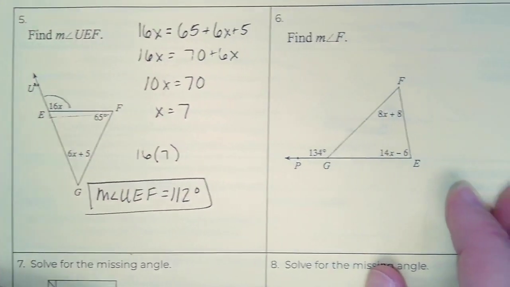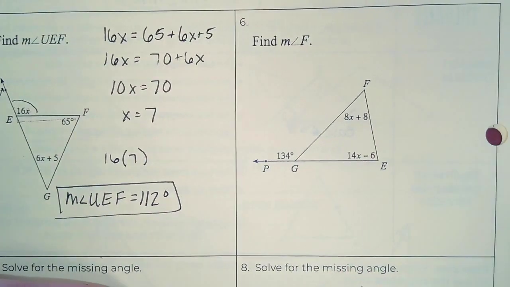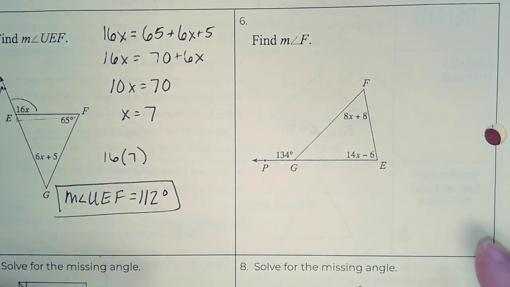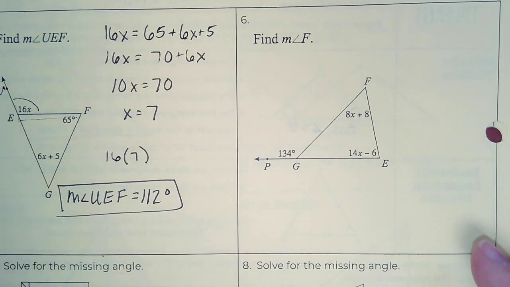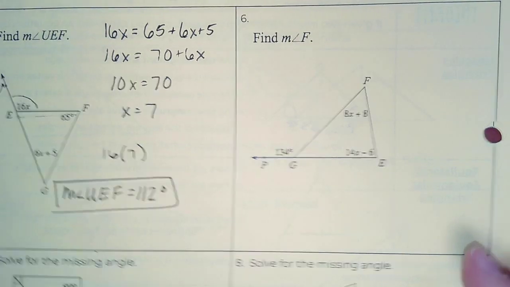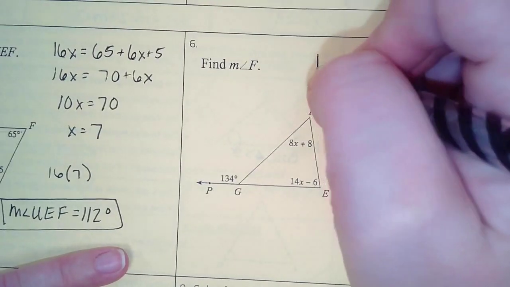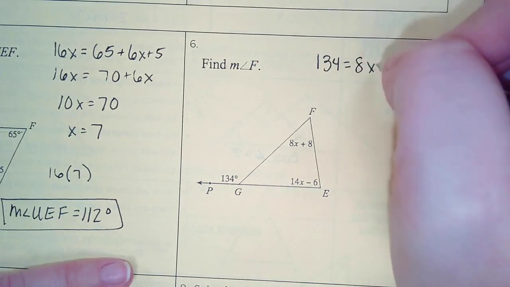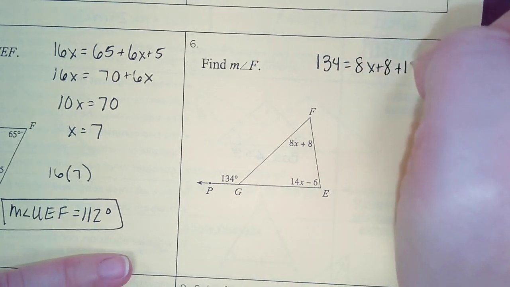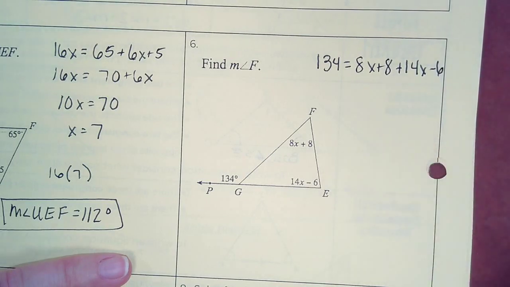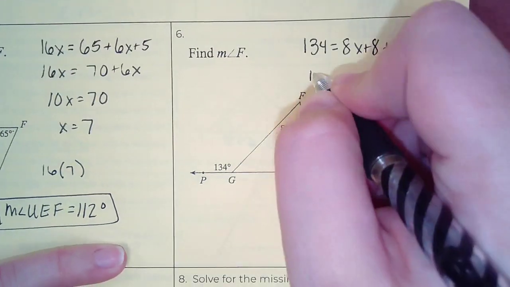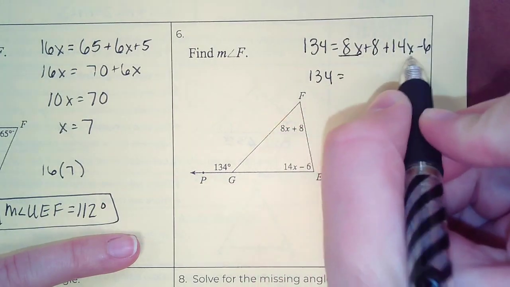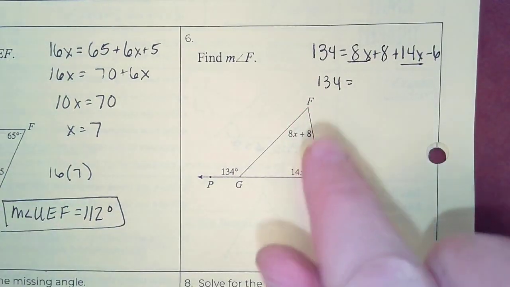Number 6, same situation. Pause the video and try this on your own. If you did not get that angle F is equal to 56 degrees, try this with us now. 134 is equal to the sum of, so 8x plus 8 plus 14x minus 6. Combine your like terms, so 134 equals 8x plus 14x. They're on the same side of the equal sign, so I just go left to right.